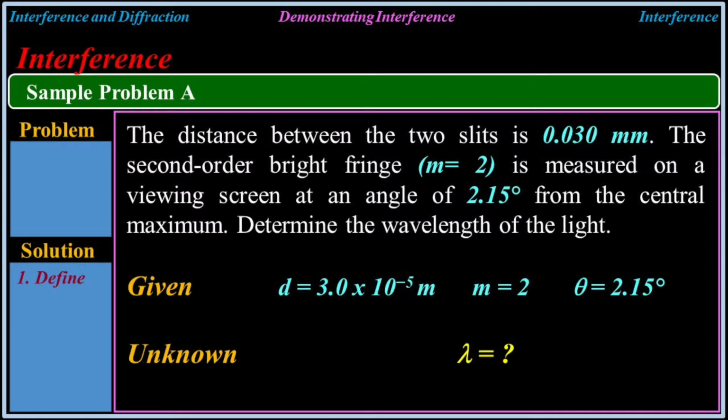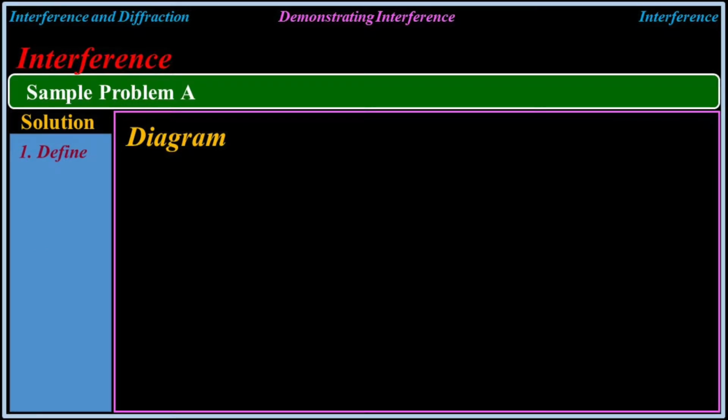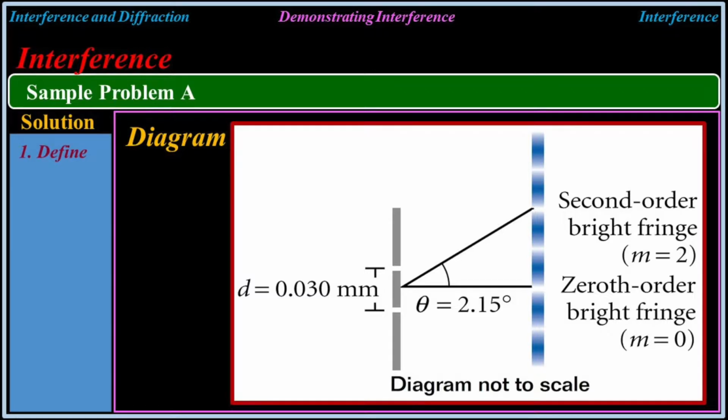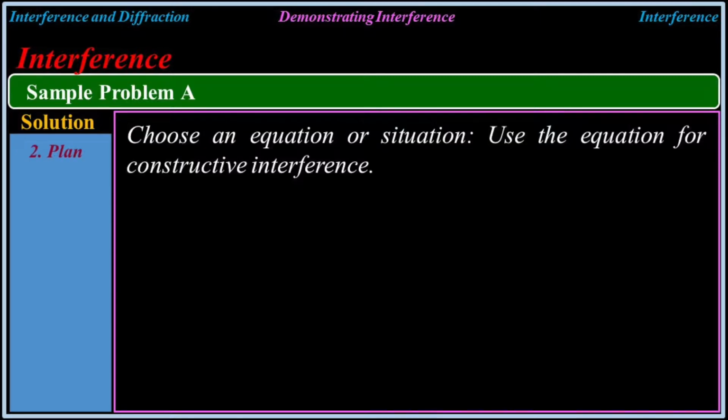So now we're ready. Let's look first at a diagram of what we're actually working with. Again, the diagram is not going to be drawn perfectly to scale, but that's the diagram. It says diagram not to scale. Second order bright fringe, m equals 2; 0th order bright fringe, m equals 0. So now we've got to find the wavelength.